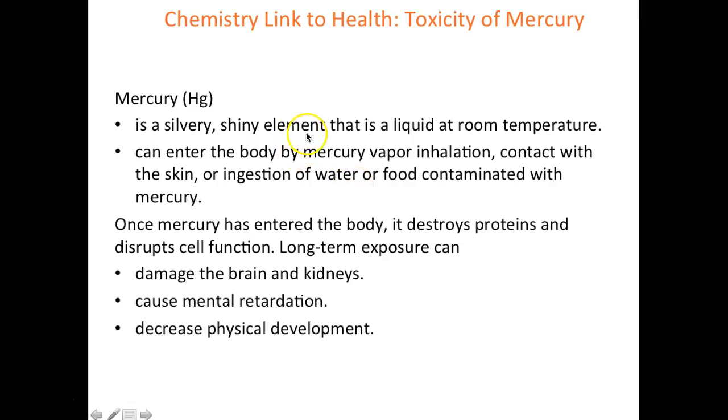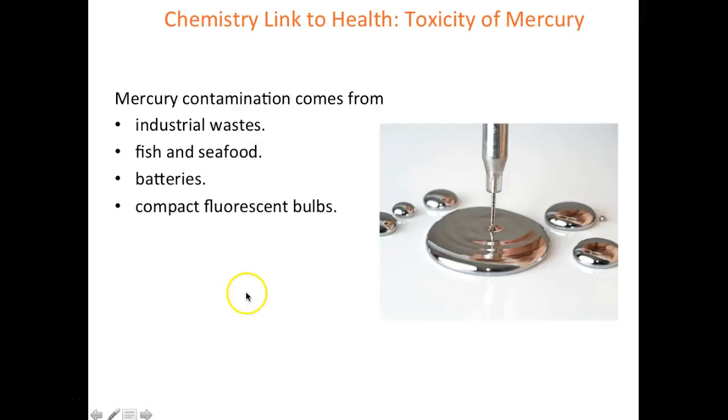It's a liquid at room temperature, and some of the ways that it can enter the body is, again, through consumption of food and water, or through the inhalation of the vapors. Mercury used to be used in thermometers, but not anymore. It's not even kept in the lab because of its high toxicity. So the main sources of this contamination are industrial waste, and as I said, fish and seafood, bulbs, and so on. Okay.